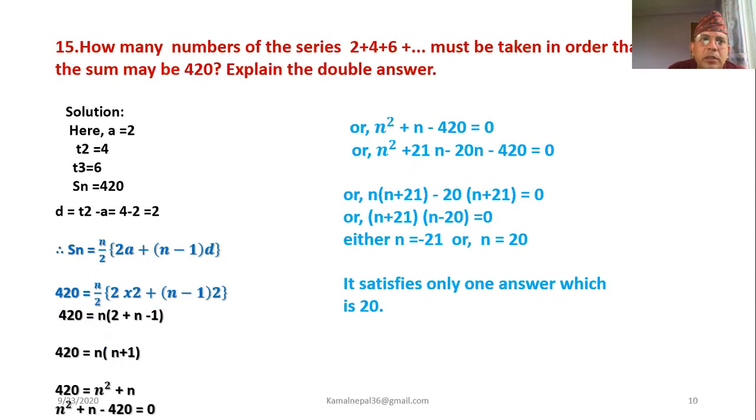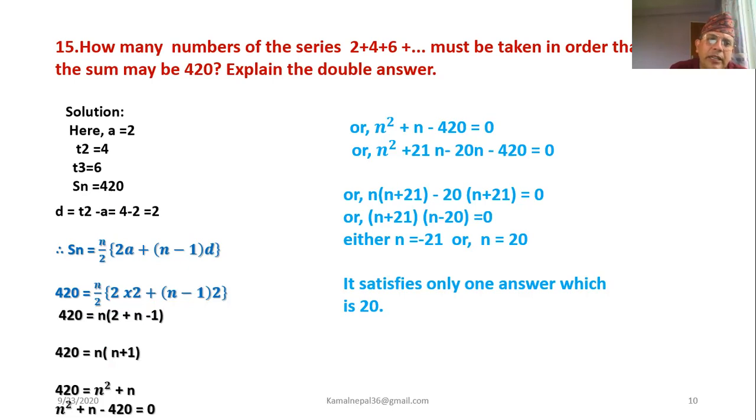Now I want to do question number 15 here. How many terms of the series 2, 4, 6 must be taken in order that the sum may be 420? Explain the double answer. For this question, a is equal to 2, t2 is equal to 4, t3 is equal to 6, Sn is equal to 420, and d is equal to t2 minus a, which is 2. But we are going to find n. Then use the formula Sn is equal to n by 2 times (2a plus (n minus 1)d), because the sum is given there, so you can use Sn.